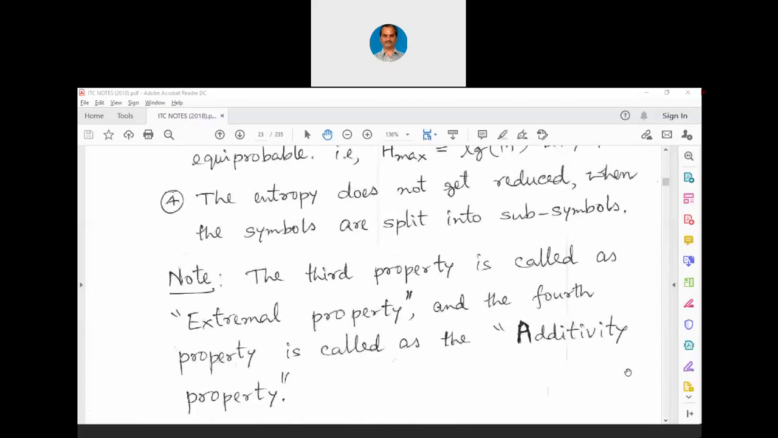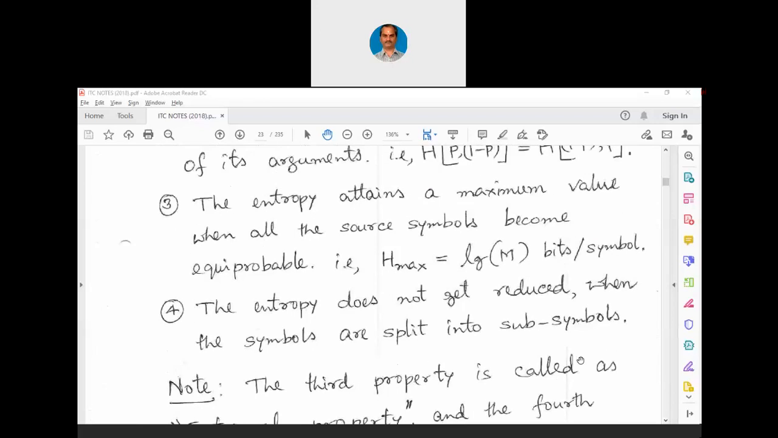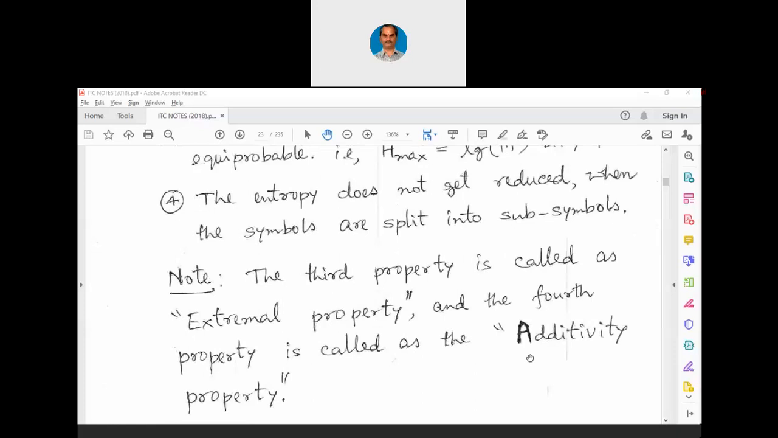So, the third property is called the extremal property. It means the entropy attains a maximum value when all the source symbols are equiprobable, or H max equals log m bits per symbol. This is called the extremal property, and the fourth property is called the additivity property. It means if a symbol is split into two sub-symbols, the entropies will simply add up, no? I of M1 plus I of M2 equals I of M. That way the entropy of each sub-symbol gets added up to the main symbol. That is called the additivity property.